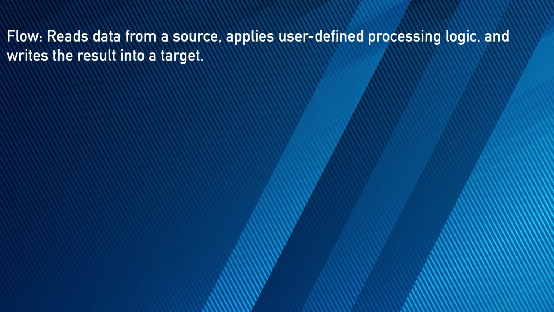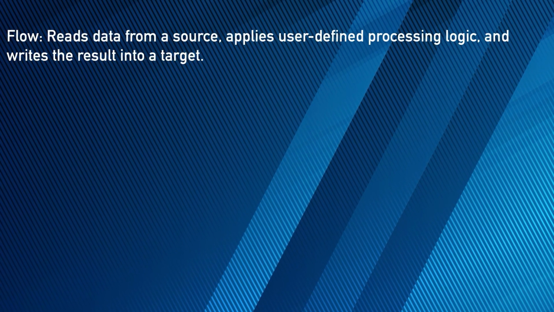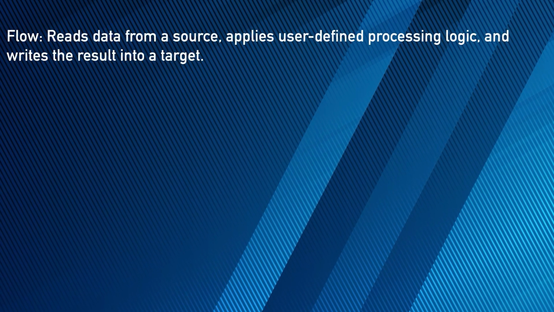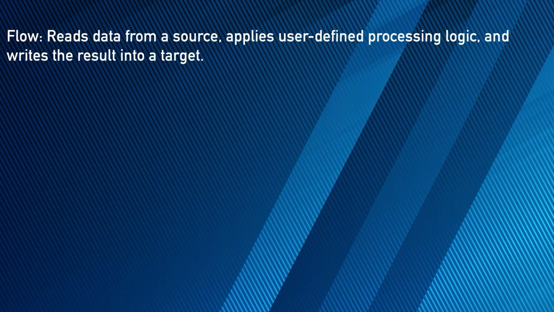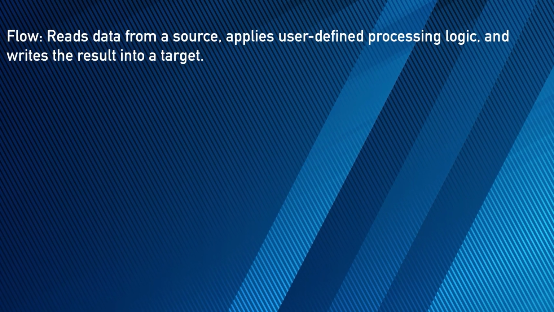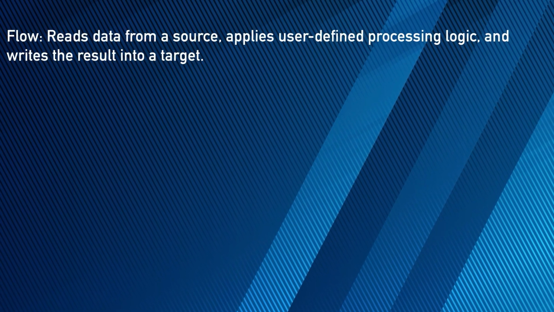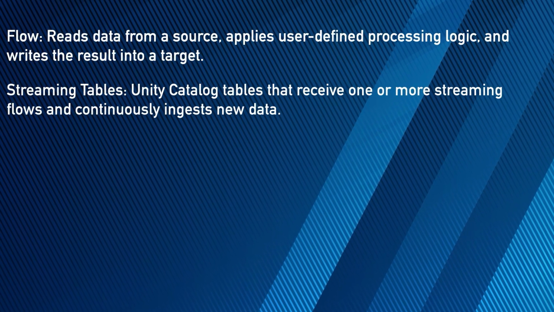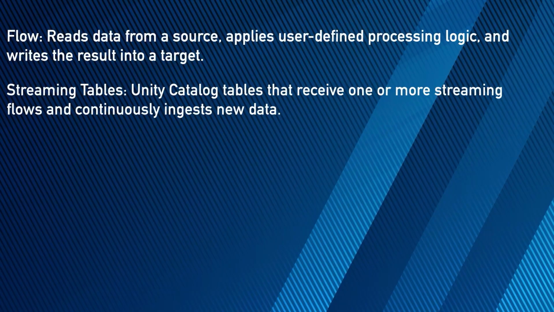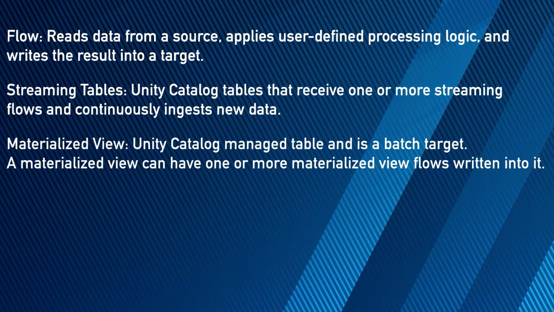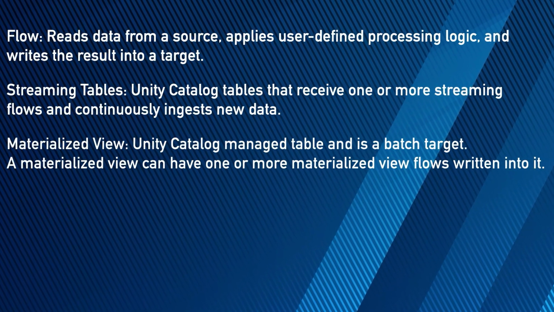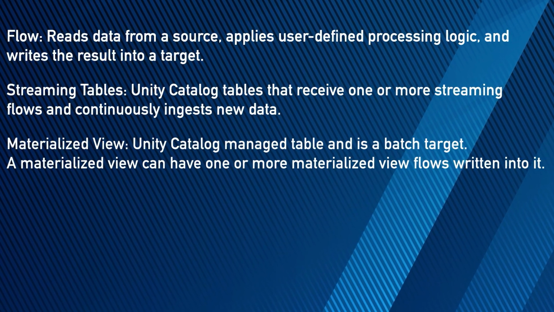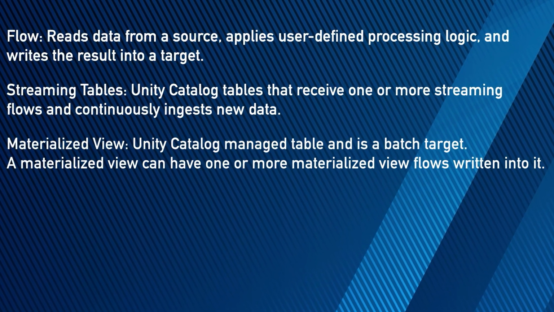A flow is the foundational data processing concept in DLT, which supports both streaming and batch semantics. A flow reads data from a source, applies user-defined processing logic, and writes the result into a target. Streaming tables are Unity Catalog tables that receive one or more streaming flows and continuously ingest new data. A materialized view is a form of Unity Catalog managed table, and it's a batch target. A materialized view can have one or more materialized view flows written into it.